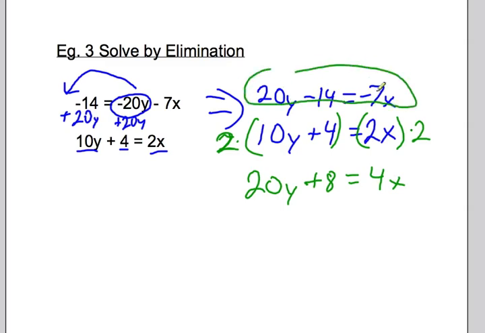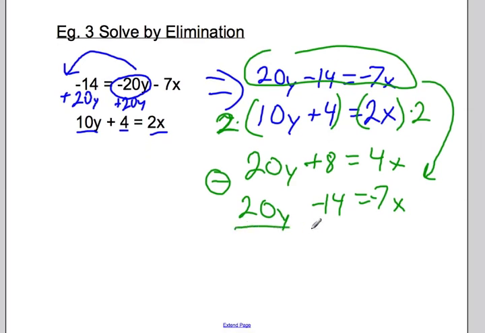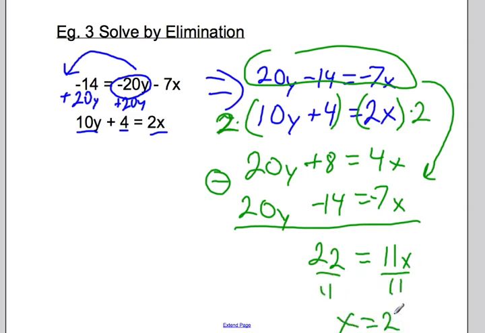Let me just rewrite this equation down here. That's 20y minus 14 equals negative 7x. And since we have these to be exactly the same, we need to subtract in order to get them to cancel. If I subtract them, this is going to give you 0. 8 minus negative 14 is positive 22. 4 minus negative 7 is positive 11x. So then we divide by 11. We get x equals 2.